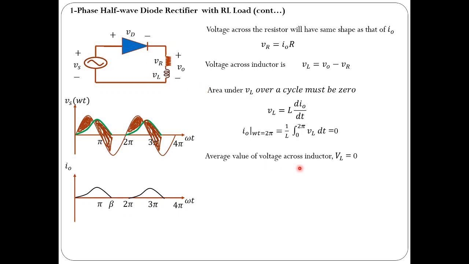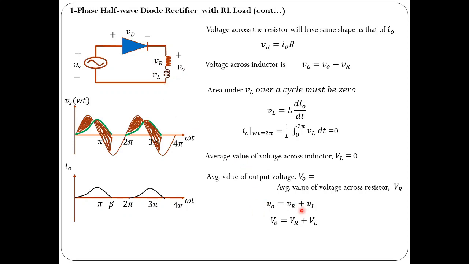So the average value of voltage across the inductor is going to be 0. And the average value of output voltage is equal to the average value of voltage across the resistor, because according to KVL, V0 is equal to VR plus VL, right? The instantaneous value of voltage across the load is equal to the instantaneous value of voltage across the resistor plus the instantaneous value of voltage across the inductor. Apply average on both sides, and you get the average value of voltage across the load is equal to the average value of voltage across the resistor plus the average value of voltage across the inductor, but the average value of voltage across the inductor is equal to 0.